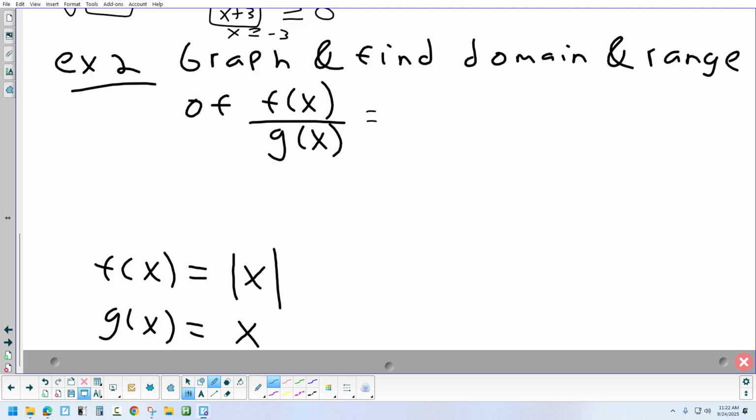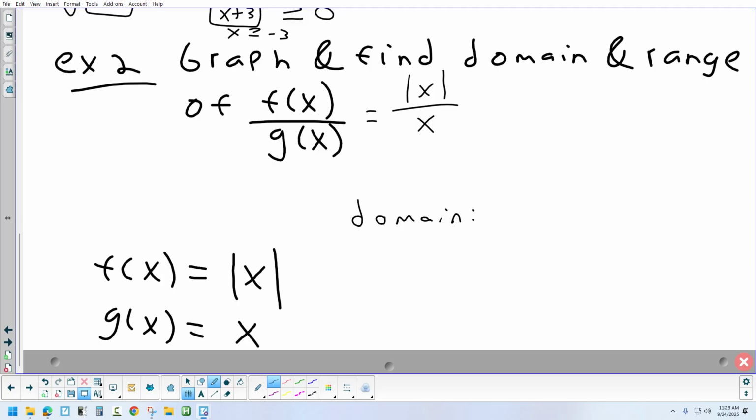How would we write f of x over g of x? Luke? The absolute value of x divided by x. Absolute value of x divided by x. Okay. Yep, that's the formula I was looking for. Now the domain. What's the domain going to be in this case? Yeah? X is greater than 0.